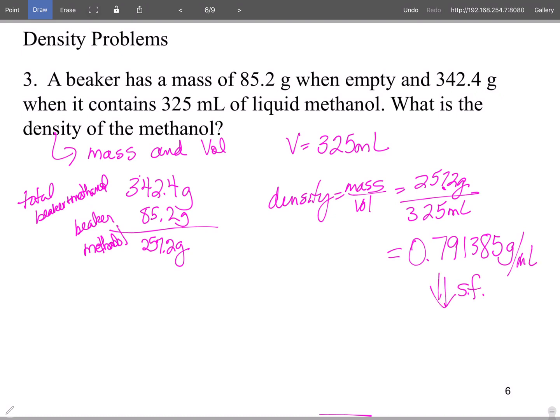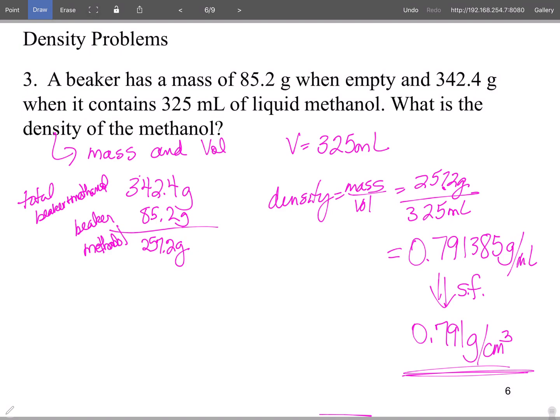And again, we'll work problems with significant figures after we do them, but I want you to come back and look at these. We should end up with 0.791 grams per cubic centimeter or milliliter. Remember, that doesn't matter unless it specifies. You give it and you're good to go.